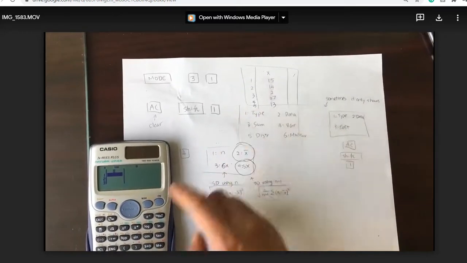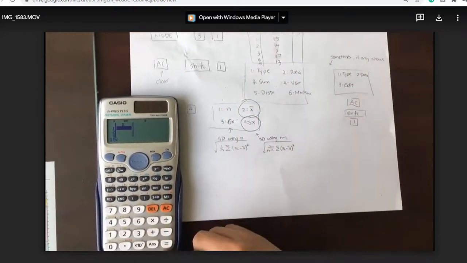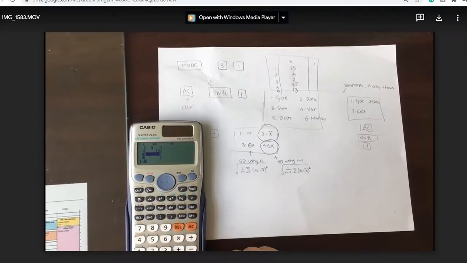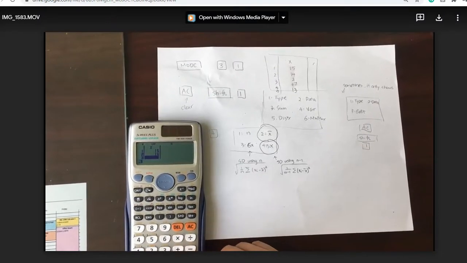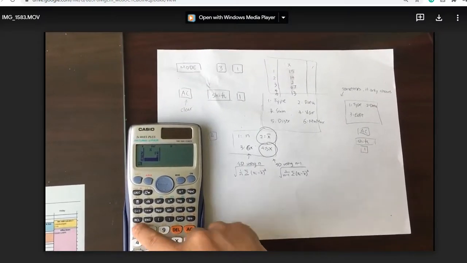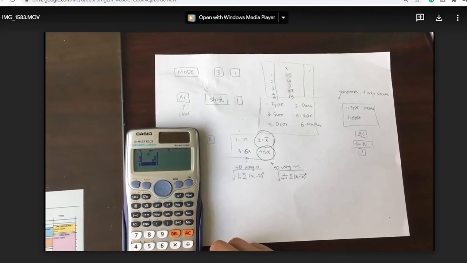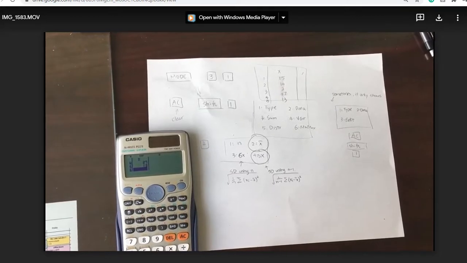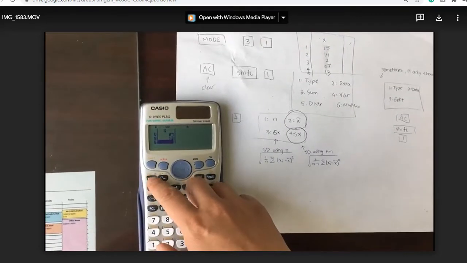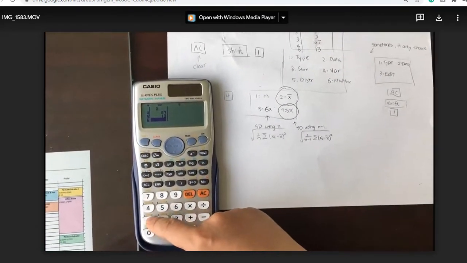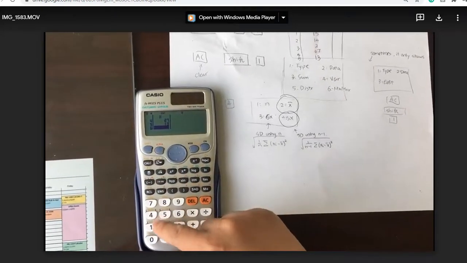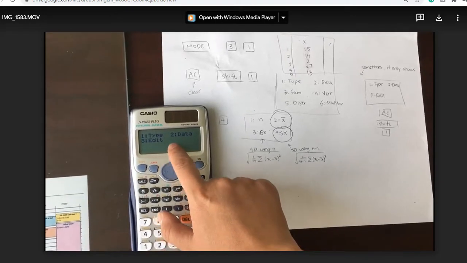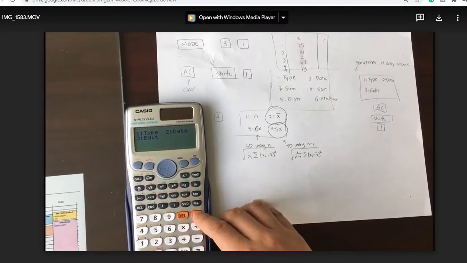Let's input our data. So we have 15, 14.2, 27, 13. Okay, after we input the data, can you see the shift and stats? If we press shift and stats, we can only see there are 3 options. This is not what we want. So press AC.